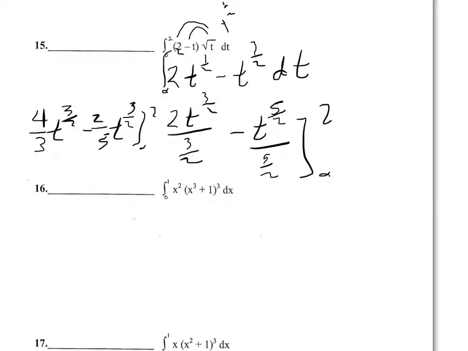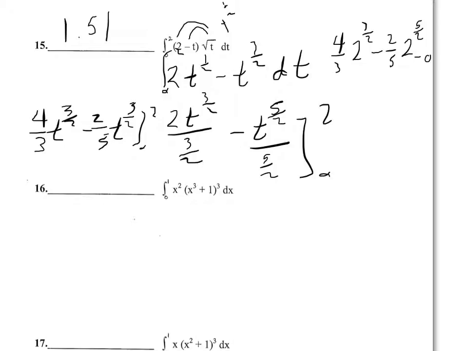Okay, so we should end up with 4/3 times 2 to the 3/2 minus 2/5 times 2 to the 5/2, and then all minus 0 over there. So we should probably use a calculator here. What I come up with is about 1.51. So you may want to check my math on that and email me back or something.